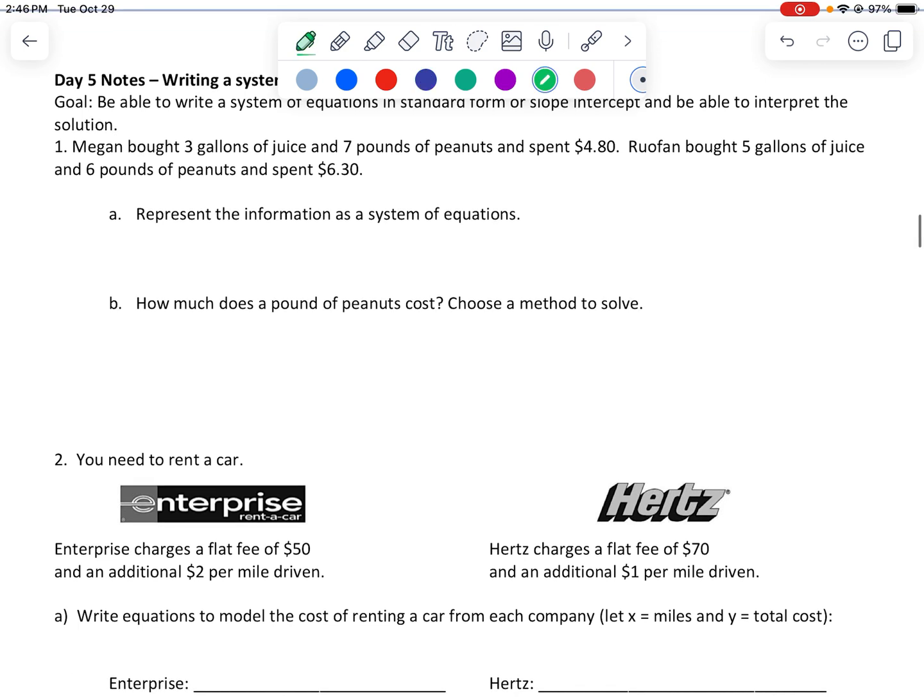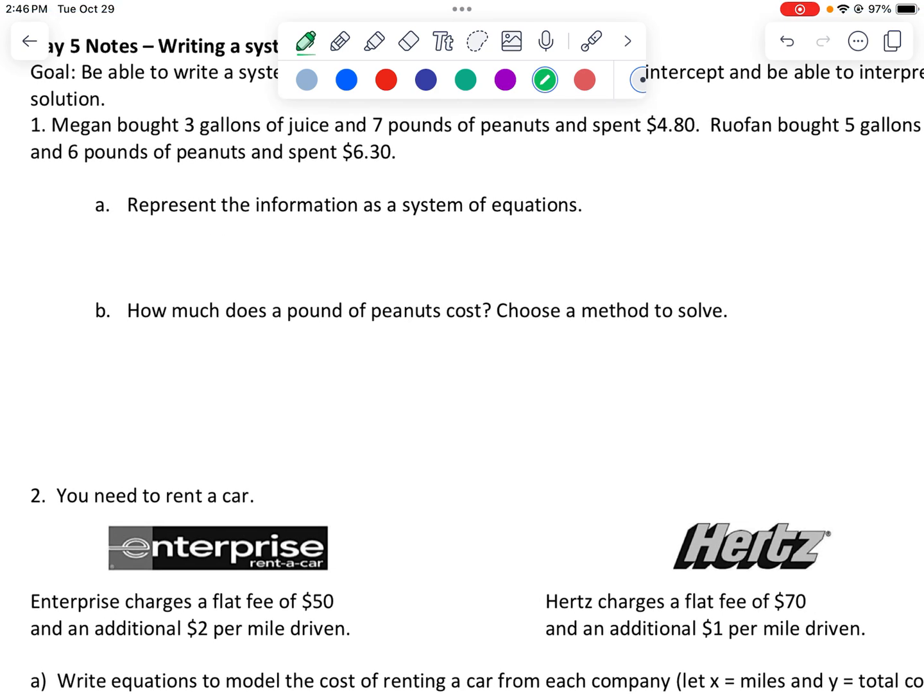Okay, so let's see how you did. Always want to define our variables. We are buying gallons of juice and pounds of peanuts. So I am just going to have J be the cost of the juice, and I'm going to have P be the cost of the peanuts.